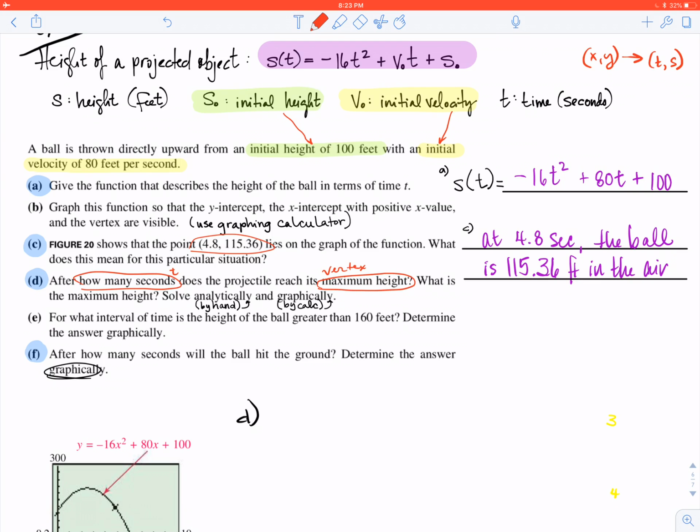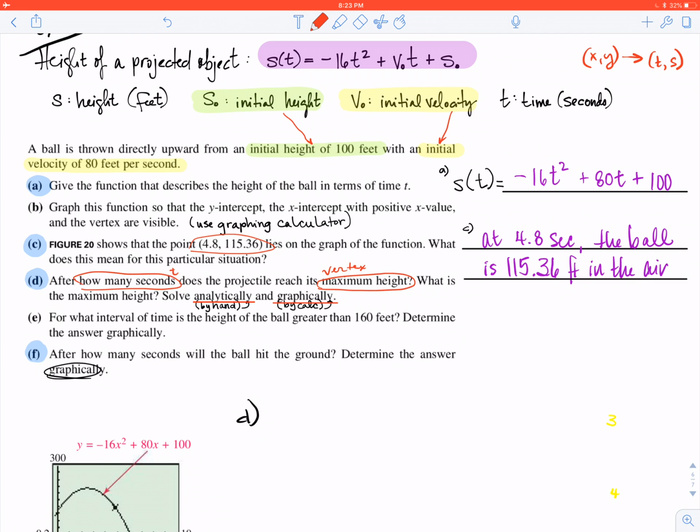The directions say that I should solve analytically. This is just by hand, show your work. And then it also says to show graphically. I'm not going to do that in this video, but you would just be using your calculator to do that.